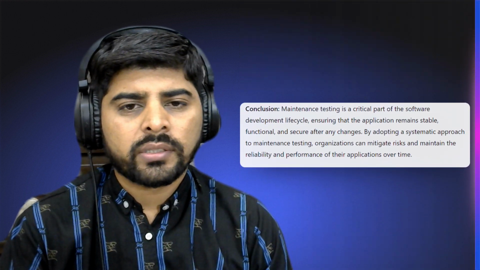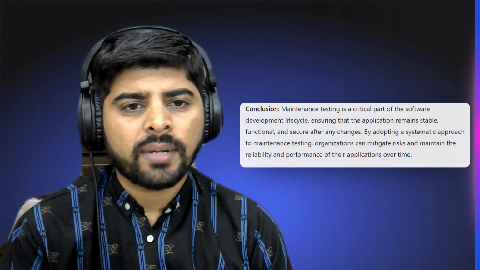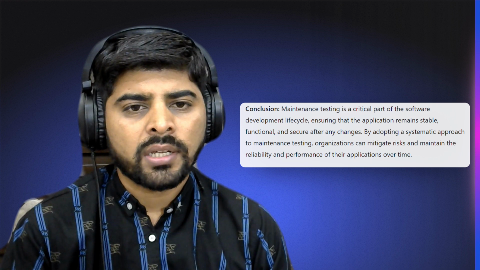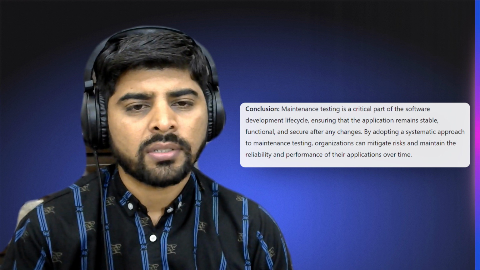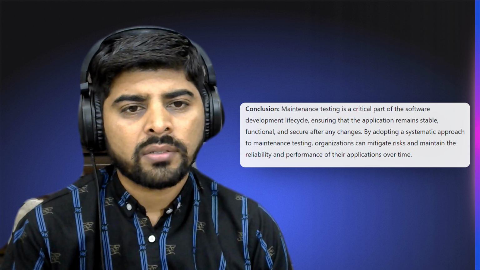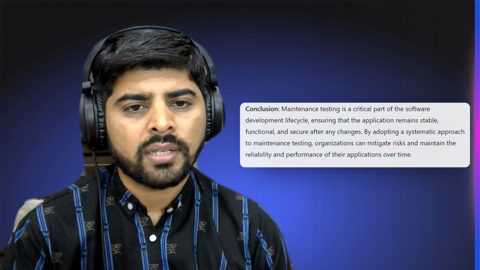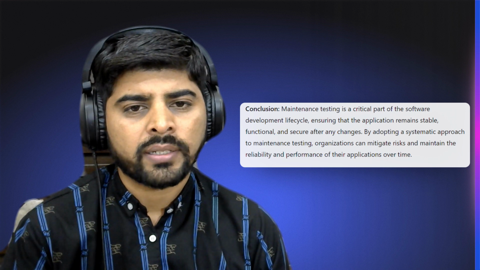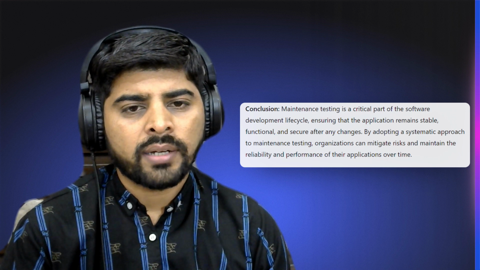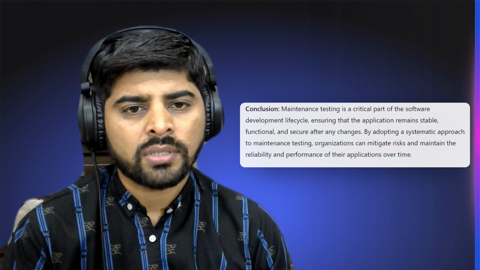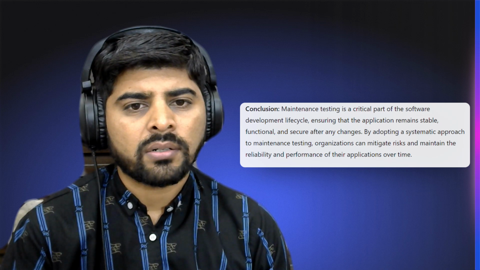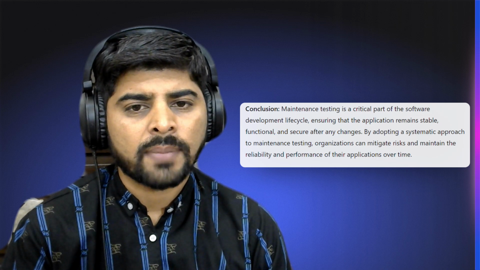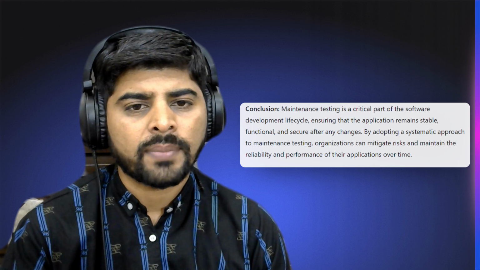So let's conclude: maintenance testing is a critical part of the software development lifecycle, ensuring that applications remain stable, functional, and secure after any change. Whenever we make a change, we make sure that it has not negatively affected the other modules and has not introduced new defects. There are no security bugs due to these changes, and so on. By adopting a systematic approach to maintenance testing, organizations can mitigate risk and maintain the reliability and performance of their application over time.